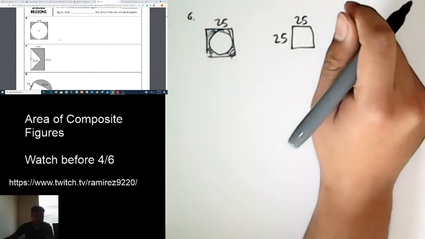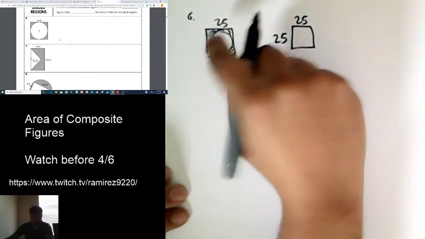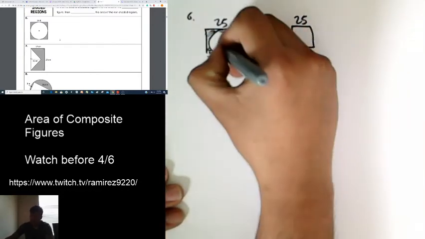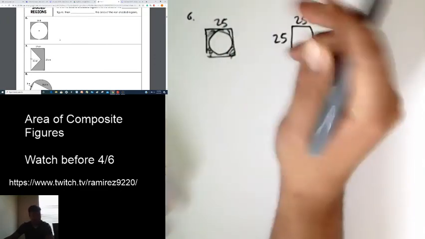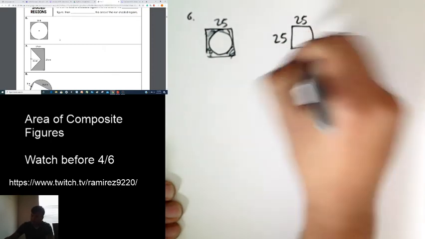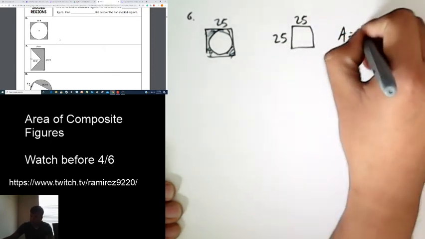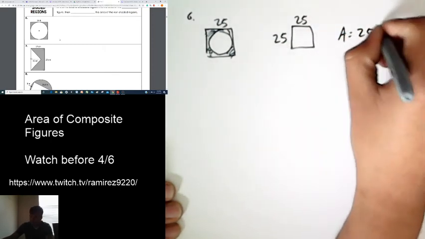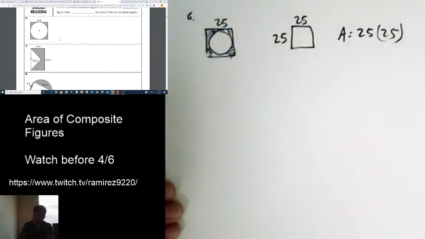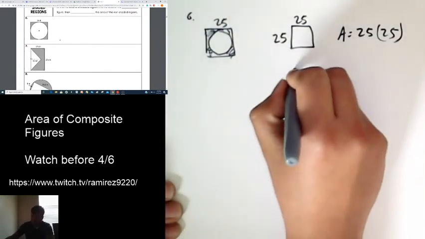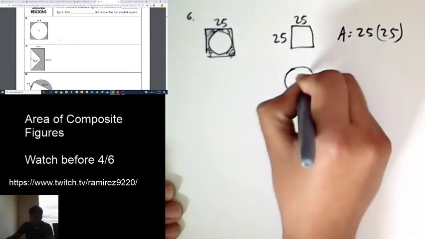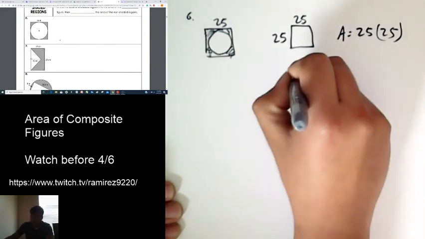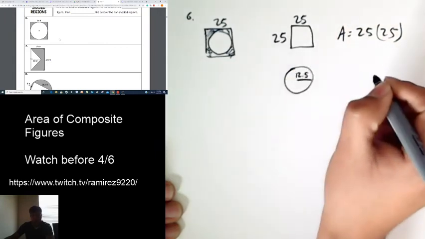And you might be wondering, sir, how do you know it's a square? Well, because it's a circle. Your diameter is 25, your diameter is still 25. So the area here of the square is just 25 times 25. When you're trying to find the area of the circle, well, again, we just said that the diameter was 25. So that means your radius is half.